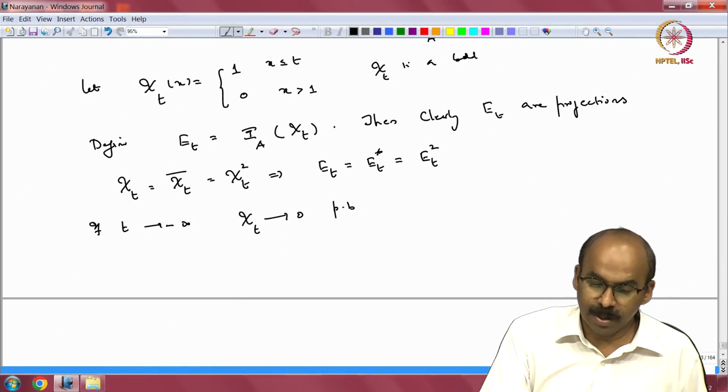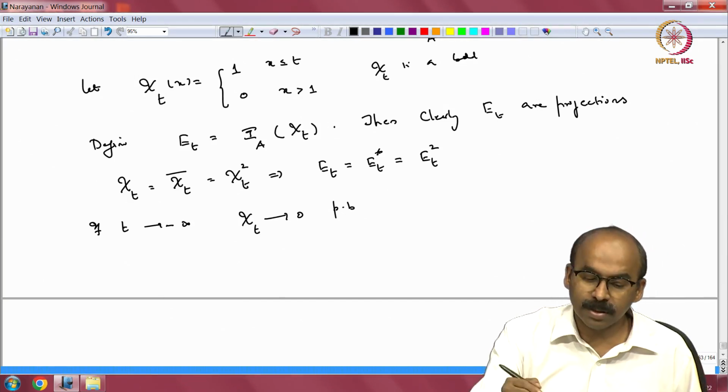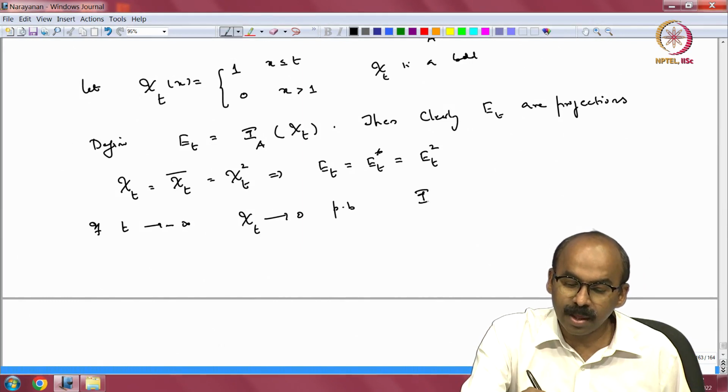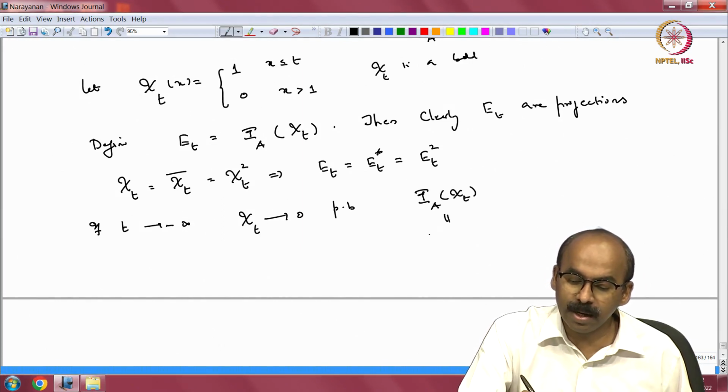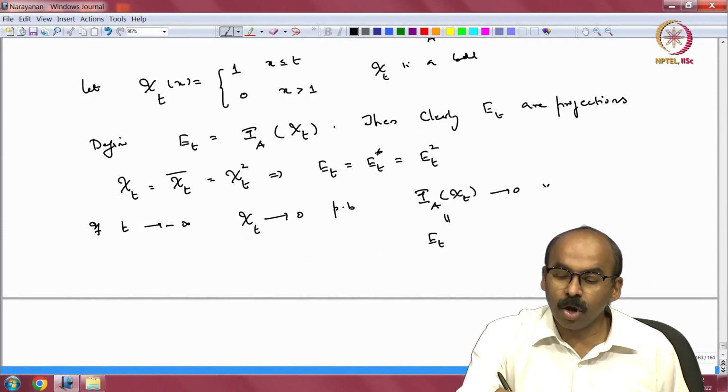For every t. So, it is pointwise and bounded, and because of the L infinity functional calculus I know that phi A of chi t, which is nothing but E sub t, will go to 0 in the strong operator topology.